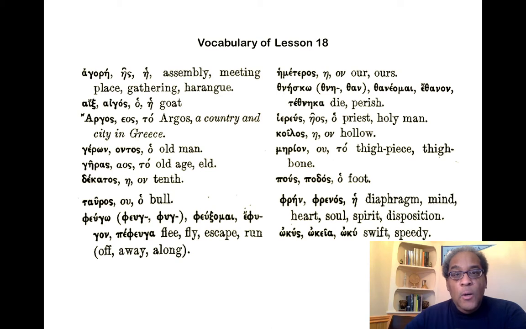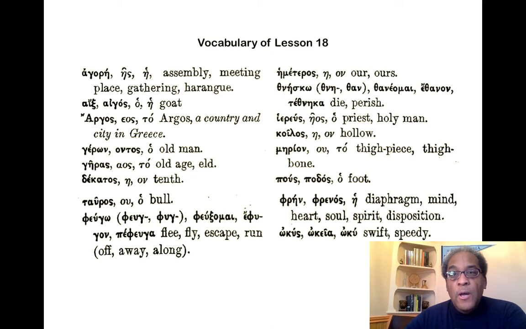Αἴξ, αἰγός, a goat. Ἄργος, the country, a city in Greece. Γέρων, γέροντος, old man. Γῆρας, γήραος, old age. Δέκατος, δεκάτη, δέκατον, adjective meaning 10th. Ταῦρος, ταύρου, bull. Φεύγω, φεύξομαι, ἔφυγον, πέφευγα, to flee or escape.